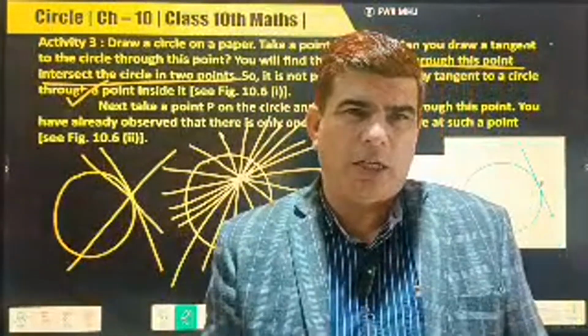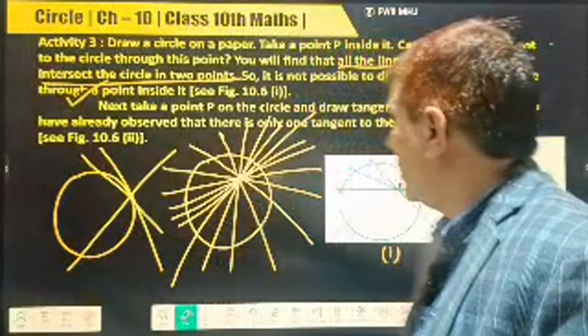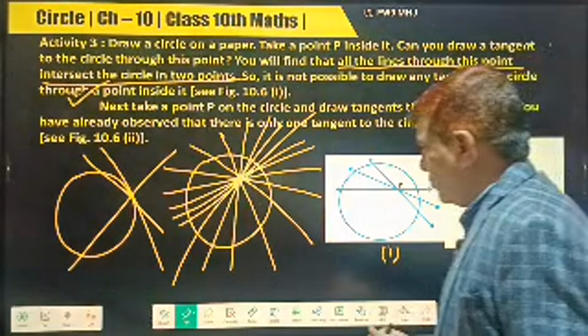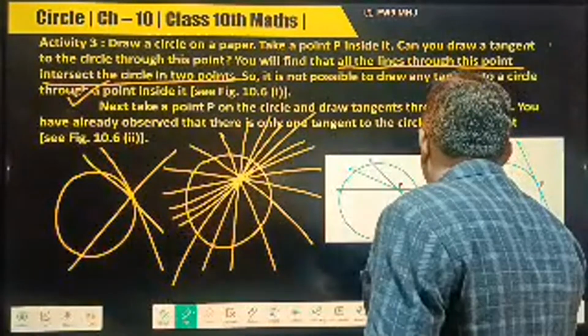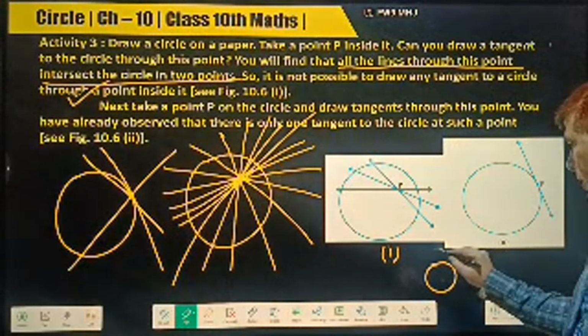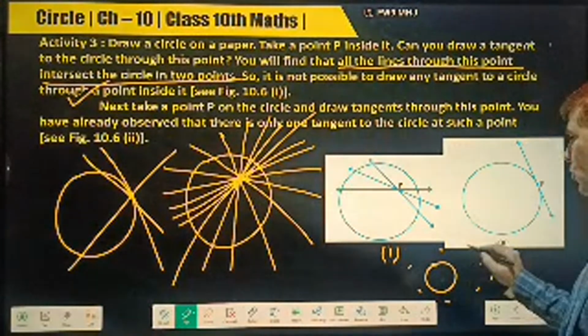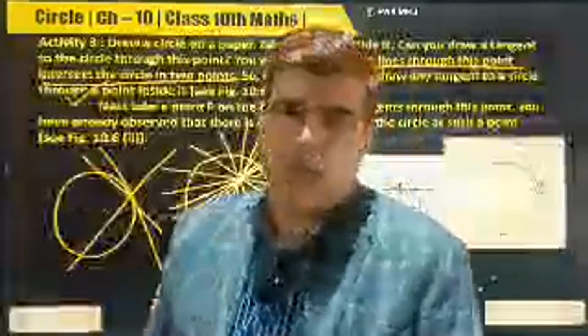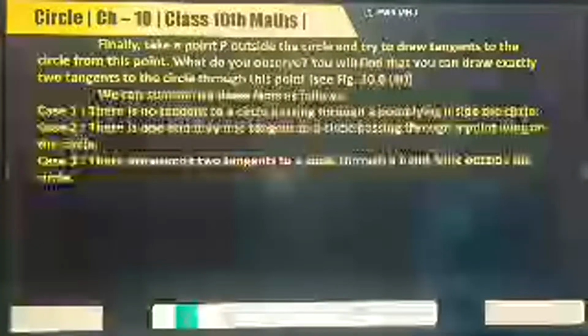And one more case is left. Which case? If the point is lying outside the boundary. Where lying? Outside the boundary like this. This is a circle and the point is anywhere outside, here, here, anywhere. So then how many tangents can we draw? Then we can draw 2 tangents, which is given in the next portion of this.